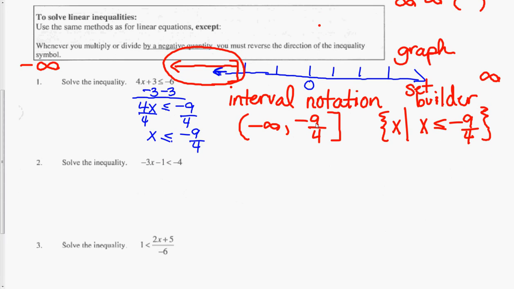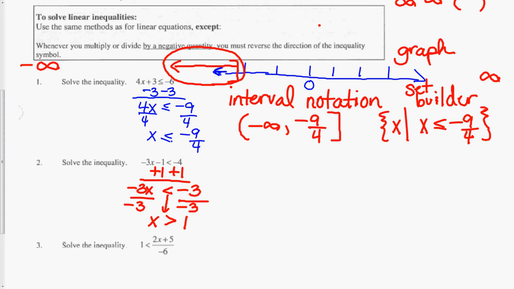So let's look down at number 2 and let's try that one. Again, this one, all the x's are on the left side already, so I'm going to add 1 to both sides. So I'm going to have negative 3x is less than negative 3. Now, on this one, I'm having to divide both sides by a negative 3 in order to solve for x. So I have to remember that when I divide by a negative number, this inequality is going to flip around, and now it's going to become a greater than. Then negative 3 divided by negative 3 is a positive 1.